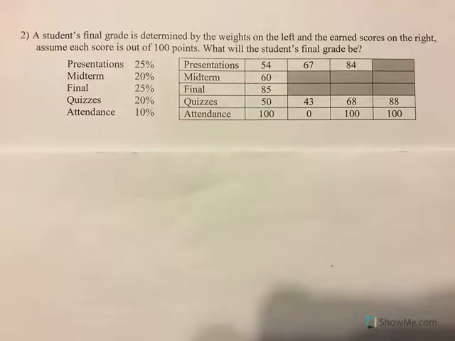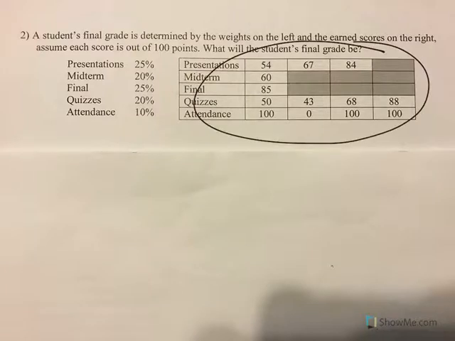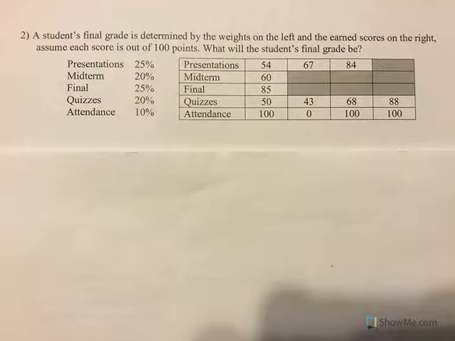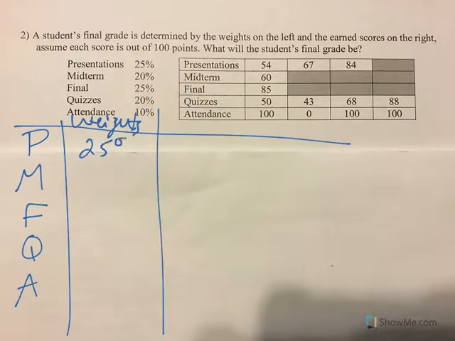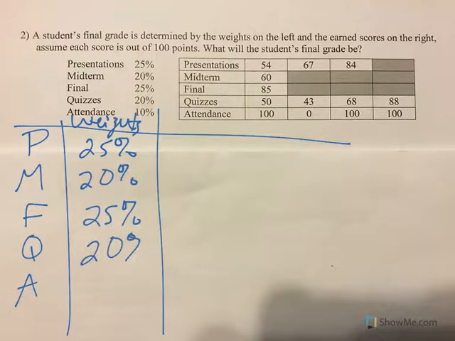All right. A student's final grade is determined by the weights on the left and the earned scores on the right. Assume each score is out of 100. That's important to know, so that these are consistent. So we need to find the weighted average. I've got presentations, midterms, final, quizzes, and attendance. I'm going to make my weights my first column. So 25%, 20%, 25%. It is important that you make sure your percentages always add up to 100%. That's crucial.